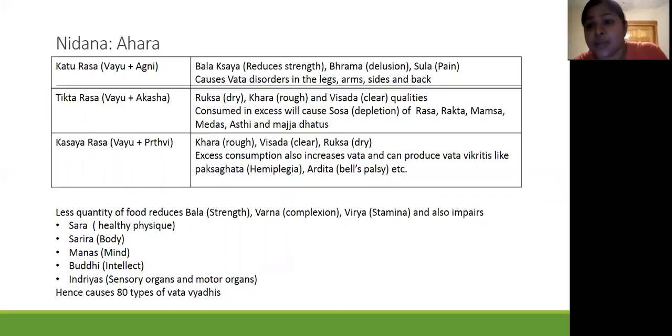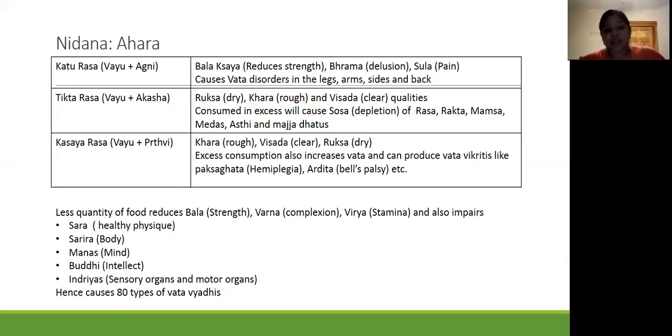How it aggravates vata is, of course, first because of its composition. Katu rasa or pungent is comprised of vayu and agni, air and fire. So the effects that it produces, it tends to reduce strength. It causes bala kshaya. It also causes bhrama or delusion, and it also causes shula or pain. Therefore that tends to aggravate vata, which can manifest as vata disorders in the arms, legs, in the flanks or the sides, and also in the back. So this is just the general description of how vata will get aggravated.